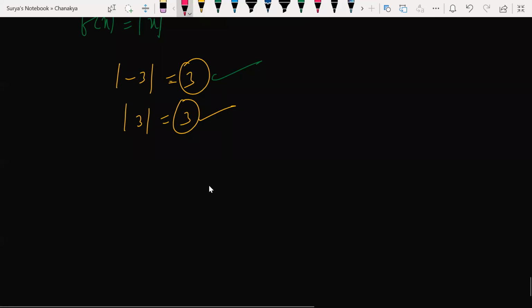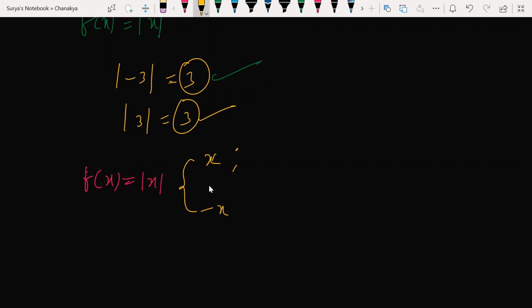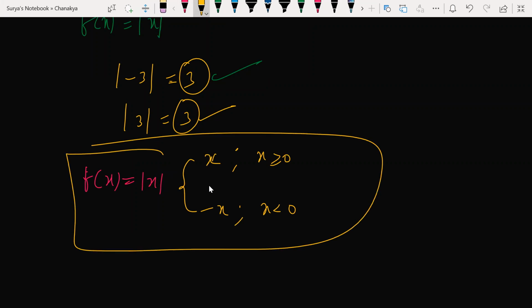Okay, sir, we know this. But what is the technical definition of modulus? Beta, the modulus function is f of x is equal to mod x. It is going to be x, and it is going to be minus x. It is x when x is greater than or equal to 0, and minus x when x is less than 0. This is the major definition of the modulus function.